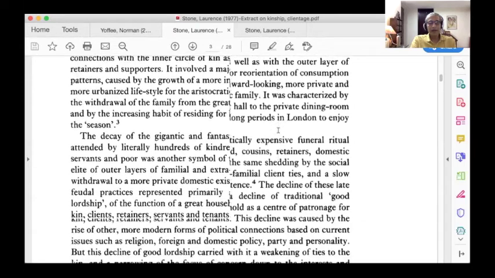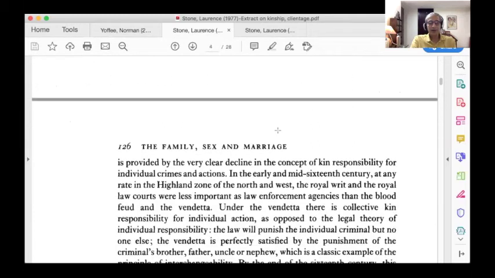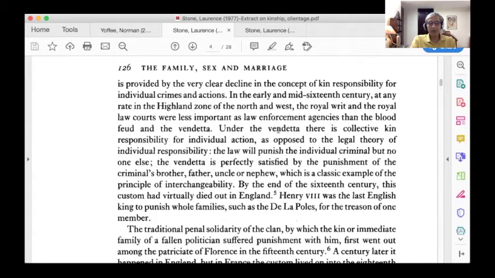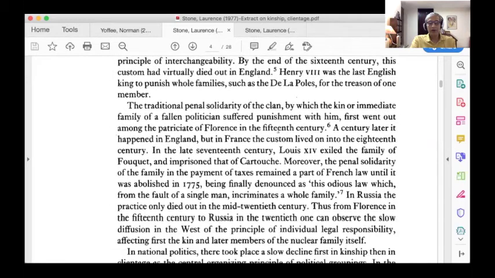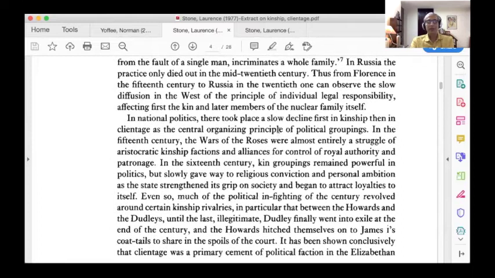I'm going to again move forward because there's a lot of detail here which is important, which I would hope that you would read. But in national politics, there took place a slow decline, first in kinship, then in clientage, as the central organizing principle of political groupings. In the 15th century, the Wars of the Roses were almost entirely a struggle of aristocratic kinship factions and alliances for control of royal authority and patronage.